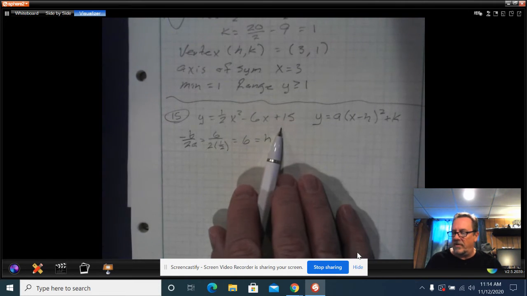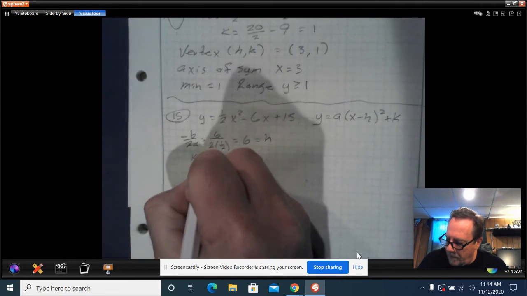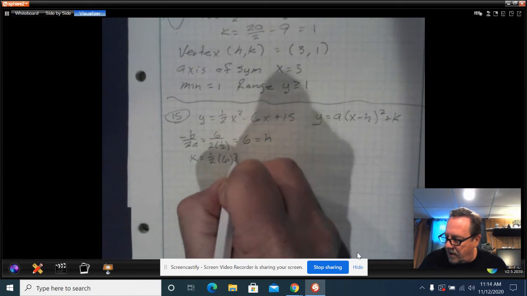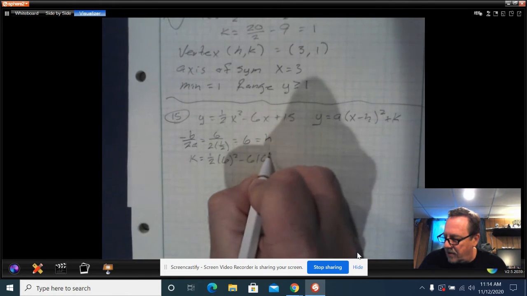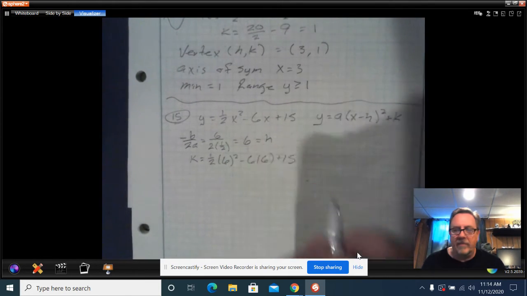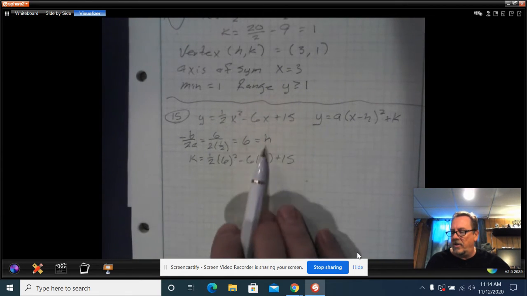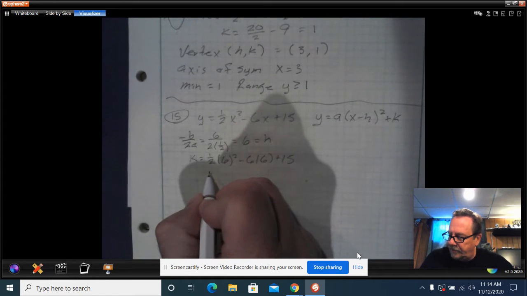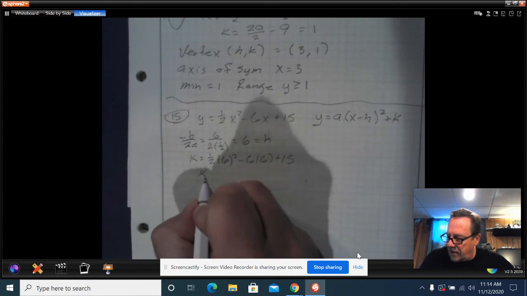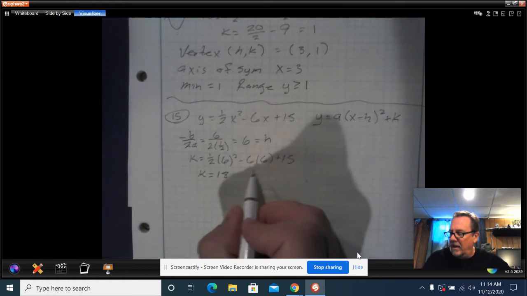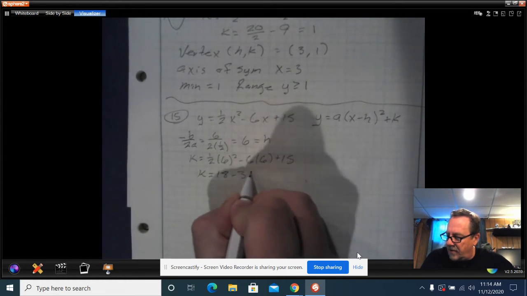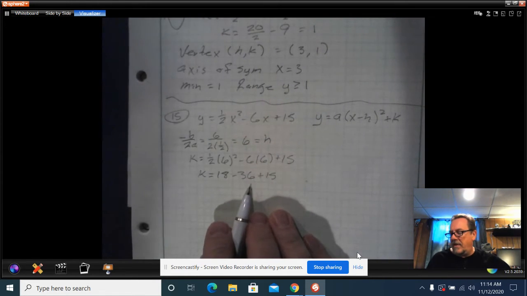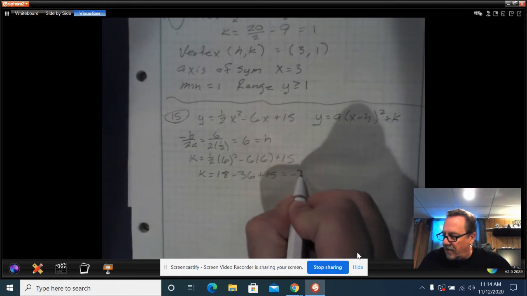Okay, now to get our k, we're going to plug this value in for our x in the original expression. So k is going to be equal to 1/2 of 6 squared minus 6 times 6 plus 15. Okay, just plugging in our h for our x's here. 6 squared is 36, and half of that is 18. 6 times 6 is 36 minus 36, and then we do plus 15. So 18 minus 36 is negative 18, plus 15 is going to give us negative 3.